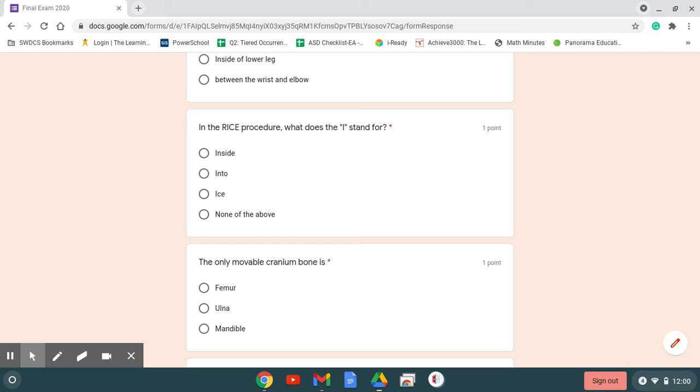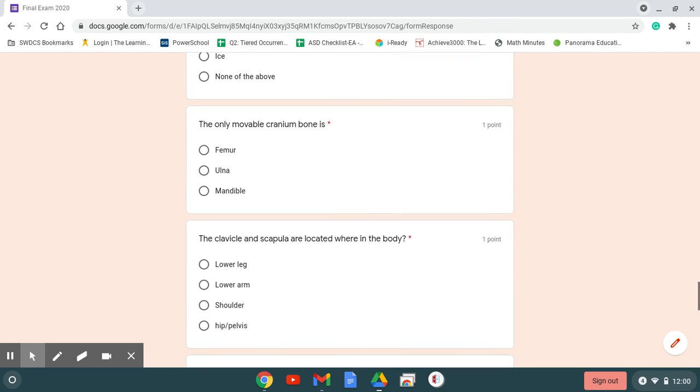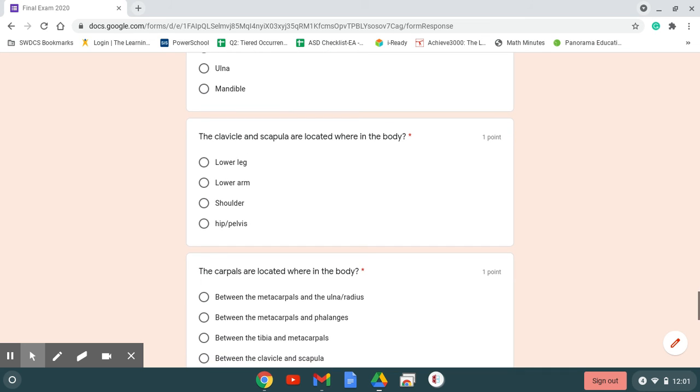In the RISE procedure, what does the I stand for? Inside, into, ice, none of the above. The only movable cranium bone is femur, ulna, mandible. The clavicle and scapula are located where in the body? Lower leg, lower arm, shoulder, or hip and pelvis?